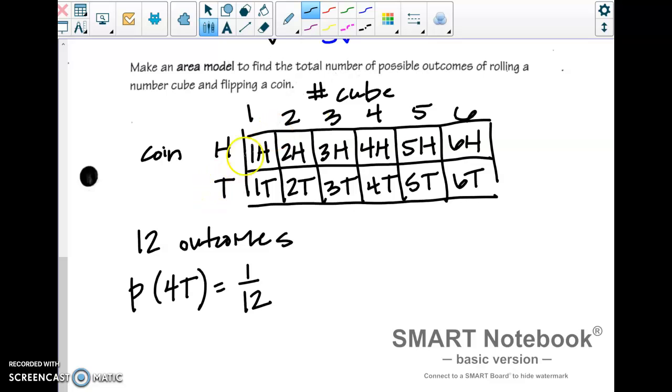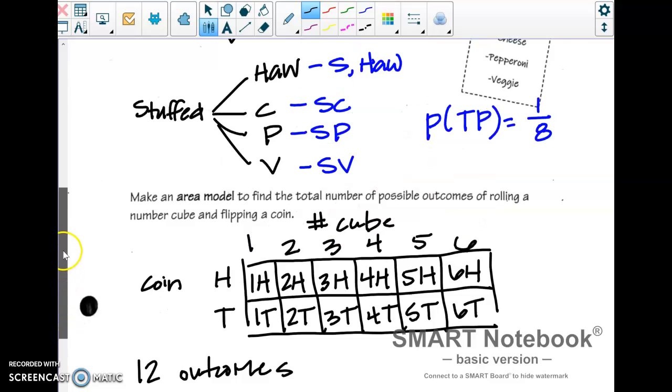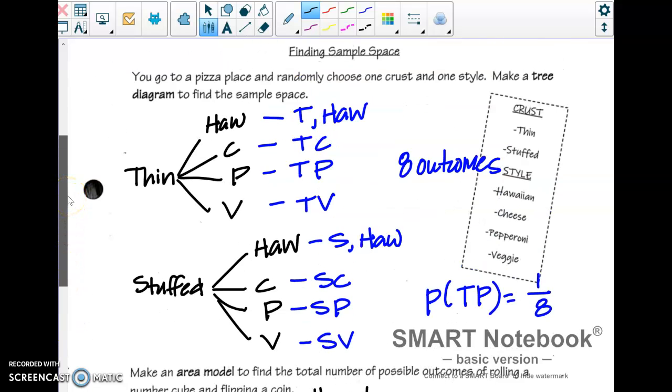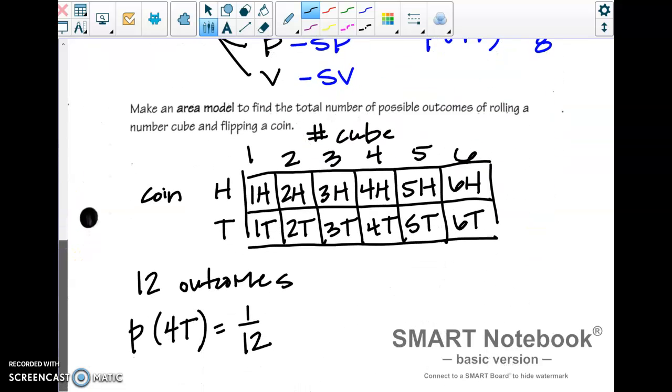So an area model is great when there are 2 events. It can only work when there are 2 events, like 2 number cubes, 2 coins, a spinner and then a dice. But it's got to be 2 things. If you have 3 things, an area model is not going to work, and you would have to use a tree diagram because you can just keep adding branches. So those are the 2 main ways to show sample space: tree diagram, area model. So let's look at the back.